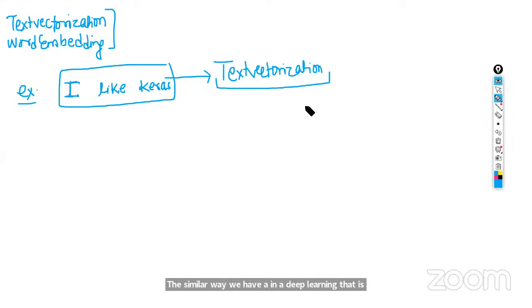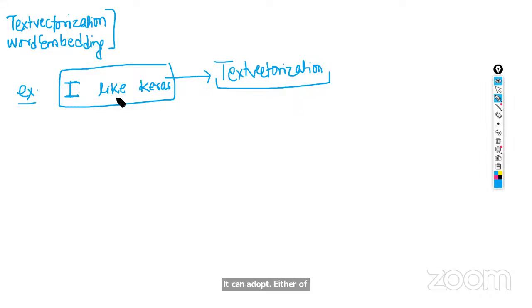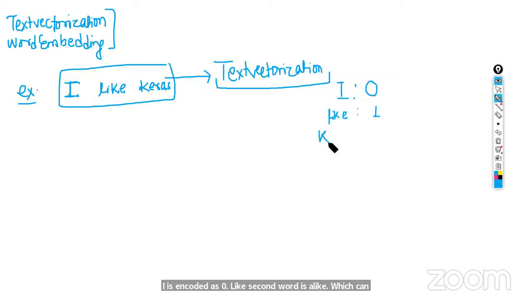Now, what this text vectorization will do, it can adopt either of the methods. It can convert this particular sentence into vectors like this: I is encoded as 0, the second word, like, can be encoded as 1, the third word, keras, can be encoded as 2. And if you have more words, they can be encoded as 0, 1, 2, 3, 4, 5 in that way. So it will just provide some index or tokens to these keywords. That can be one approach which it can adopt.